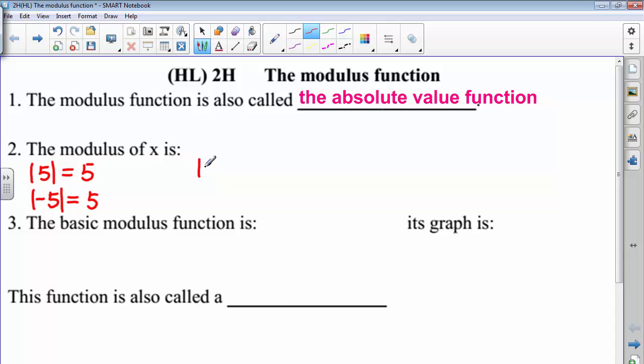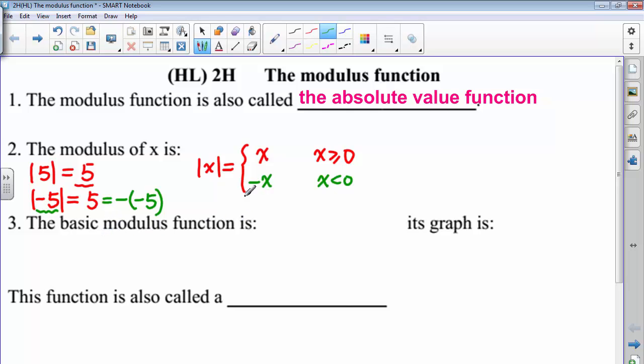So the modulus of x is x if the x value is positive or 0, like this number 5 here. But if the inside number is a negative value, negative 5 for example, if we remove the absolute value symbol, we need to put a negative sign to show this is a positive number. When we take off the absolute value, we need to put a negative sign outside the negative 5. So negative 5 becomes positive 5.